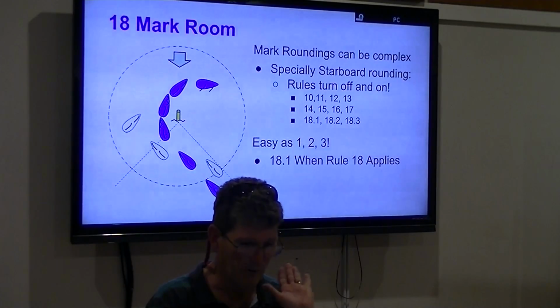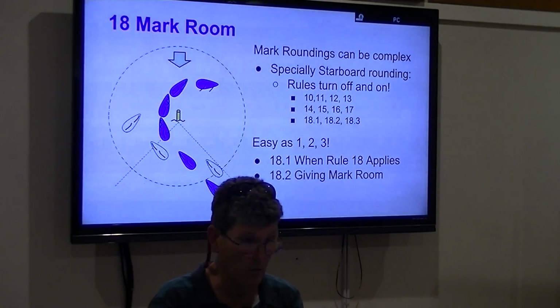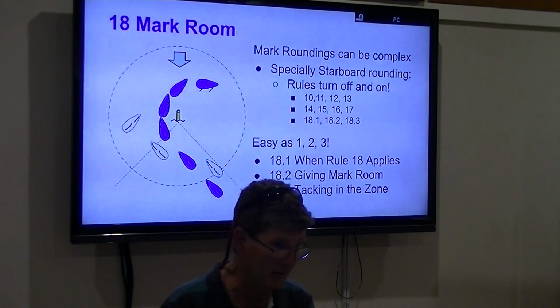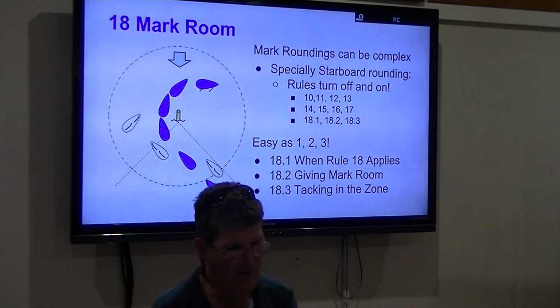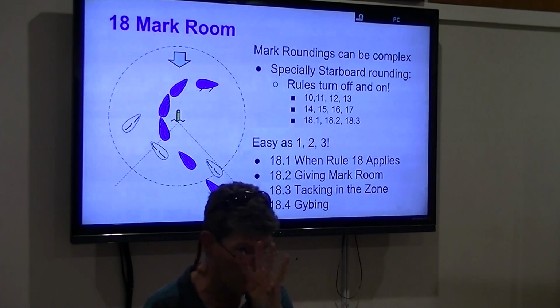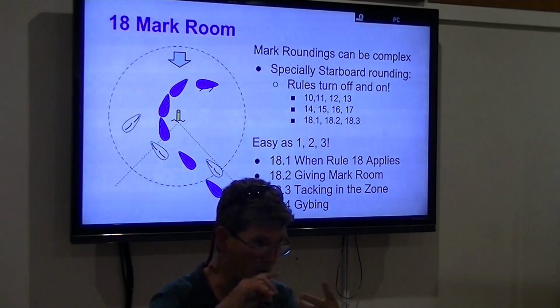18.1, when the rule applies. 18.2, how you give your mark room. 18.3, tacking in a zone, is a little extra condition. And I lied, it's not 1, 2, 3, it's 18.4, gybing, as well. So that's the four rules about mark room. But remember the way it works.